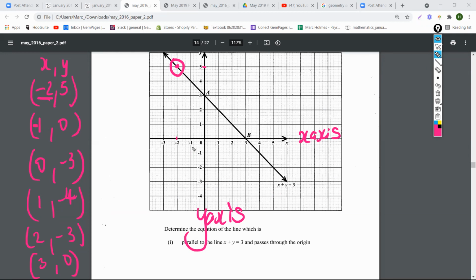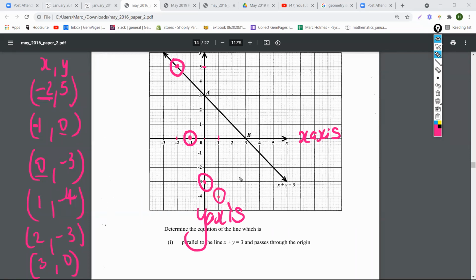When x is -1, y is equal to 0. That's right here. This is the next point. When x is 0, which is here, y is equal to -3. That's the next point. When x is 1, y is equal to -4. That's right here. This is the next point.